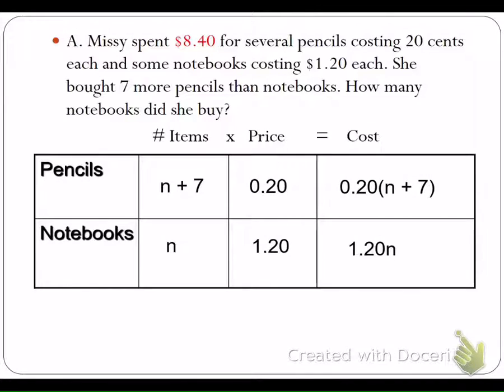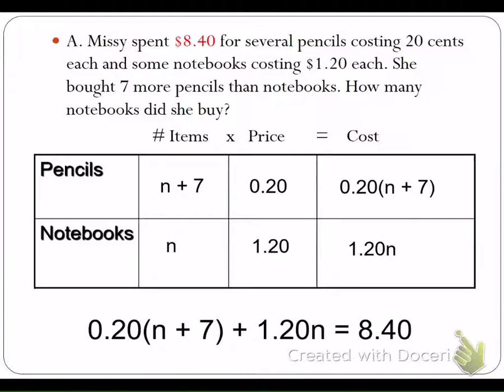Now, there's one more piece of information that I did not put anywhere in my chart. She spent $8.40. So if you take the total cost of the pencils here, plus the total cost of the notebooks here, that should equal $8.40. So we basically just use the chart to organize the information so that we can write an equation. And then once we write the equation, we can solve it.